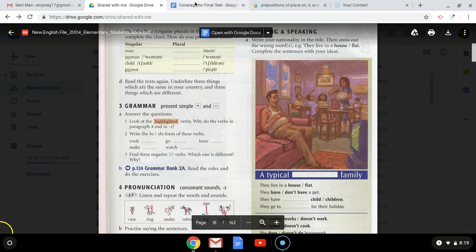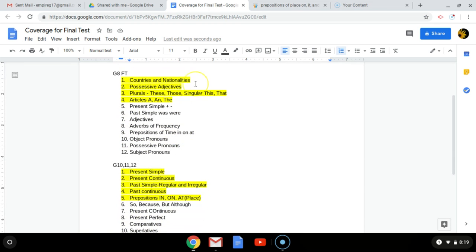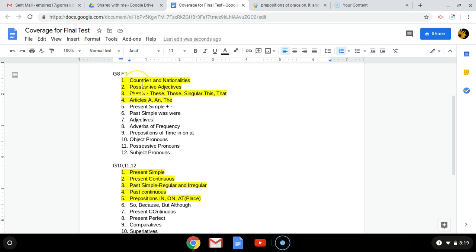Okay, now I will show you the coverage for our test for the finals. For grade 8 and fast track, we talked about countries and nationalities in the first part of the review. We also talked about possessive adjectives, and then we also talked about the plurals and the articles.